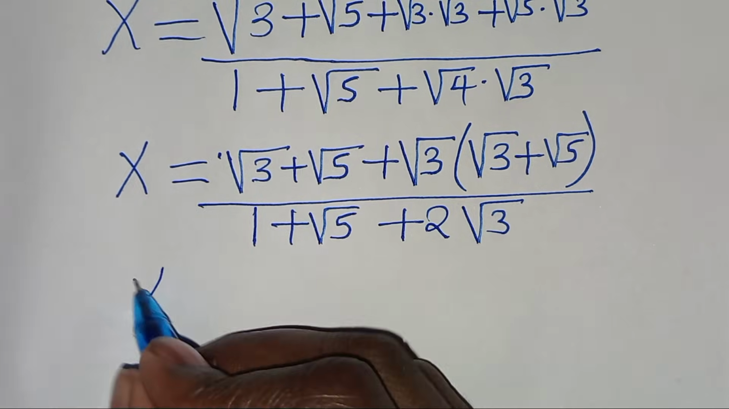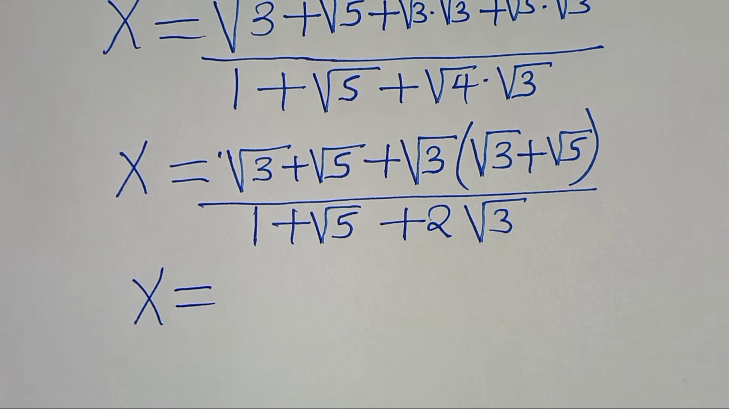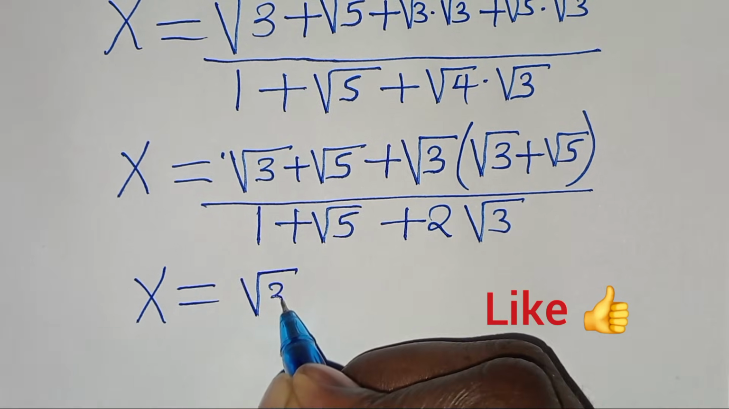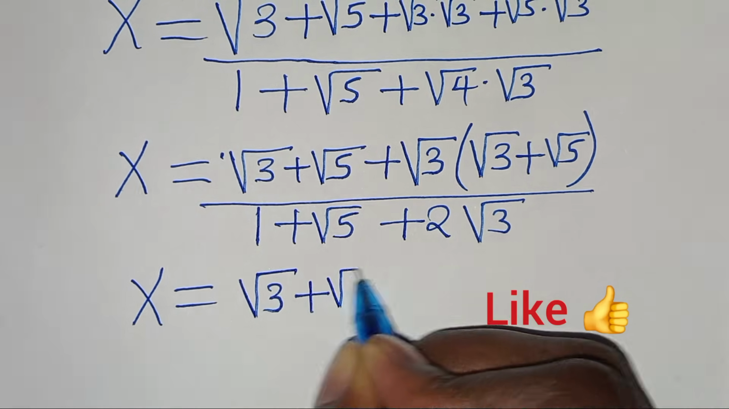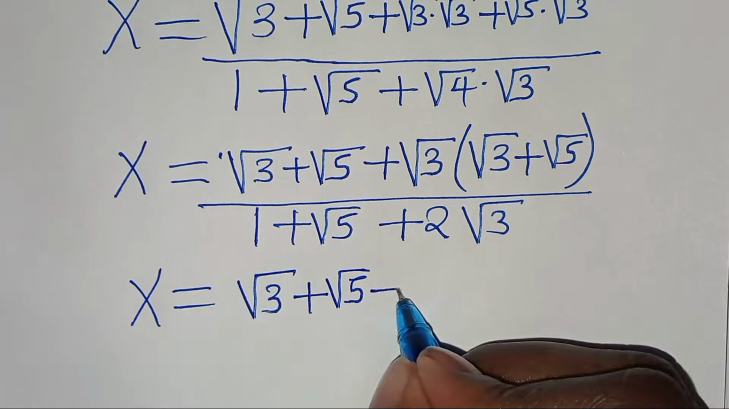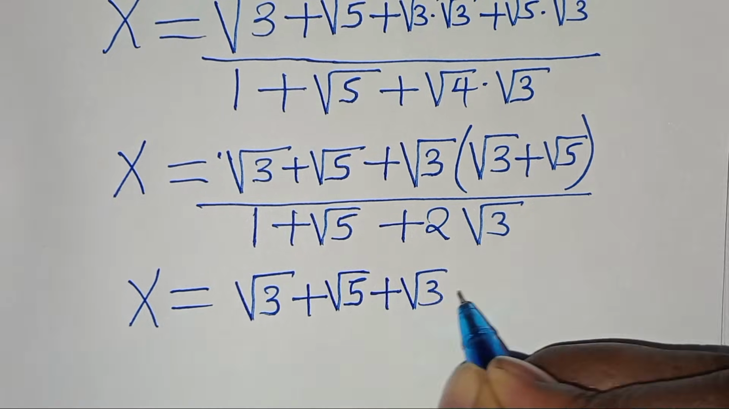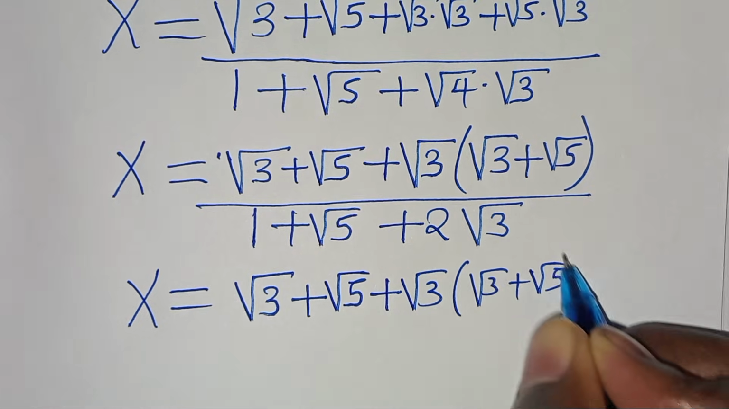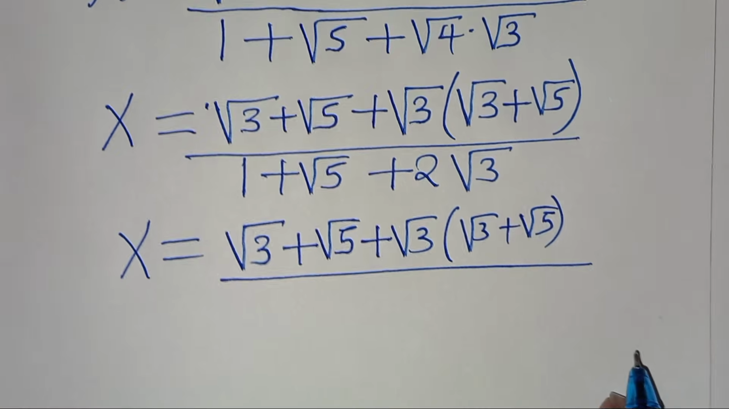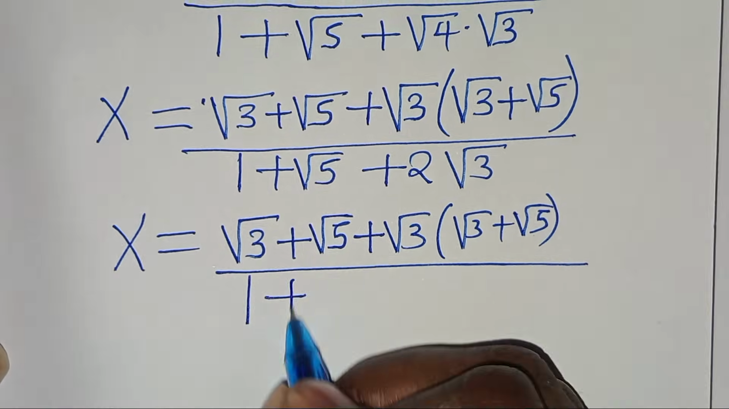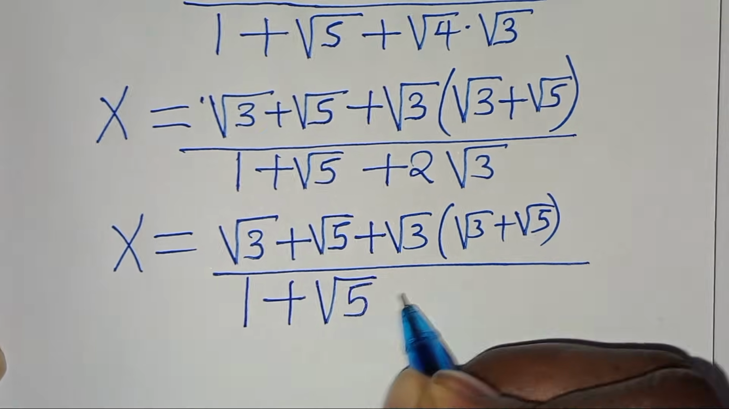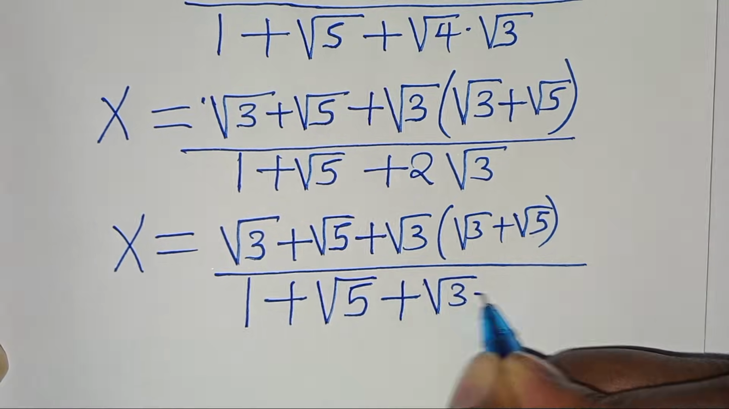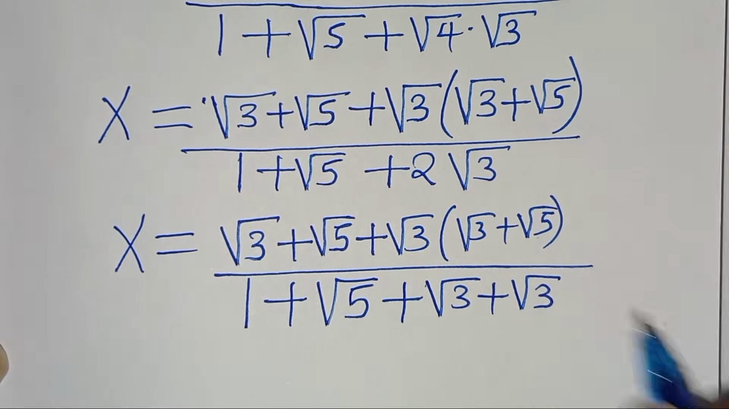Now we have x is equal to square root of 3 plus square root of 5 plus square root of 3 into the parentheses. This is square root of 3 plus square root of 5 divided by 1 plus square root of 5 plus, now 2 square root of 3, which is the same thing as square root of 3 plus square root of 3.